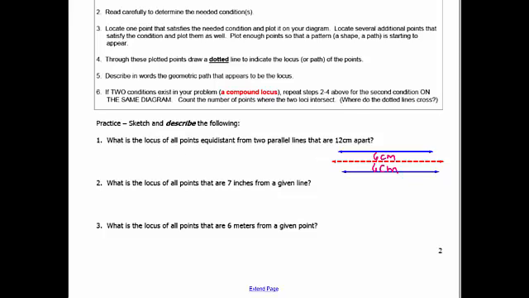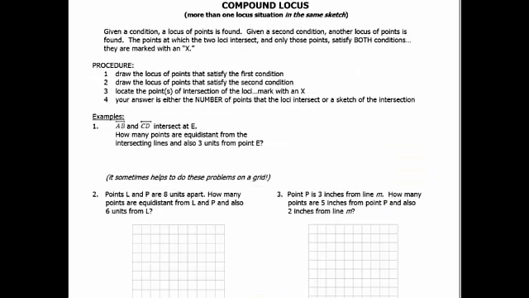Then we also have to solve problems that relate to compound locus. Compound locus is just more than one locus in a given situation in the same sketch. So we draw the locus of points that satisfy the first condition, draw the locus of points satisfying the second condition, locate the points of intersection, mark with an X, and your answer is either the number of points or the sketch, again, depending on what the question asks.